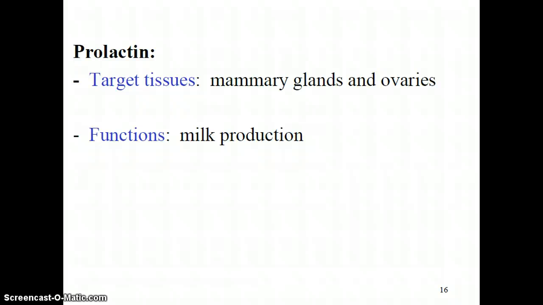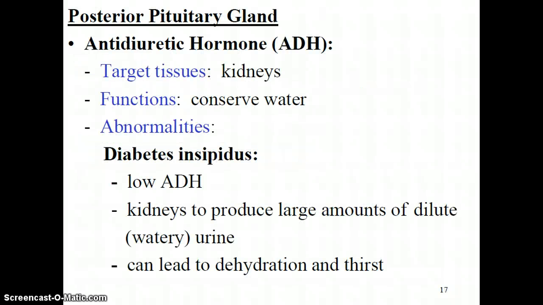Prolactin, target tissues are the mammary glands and ovaries, and its function is to stimulate the production of milk. Now we're looking at the posterior pituitary, which is also called the neurohypophysis.